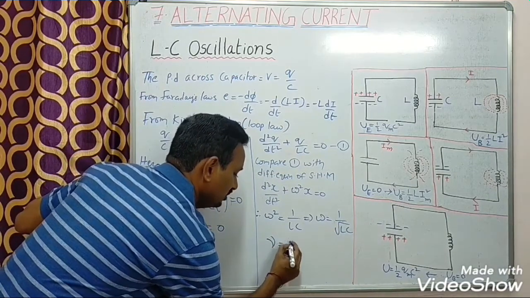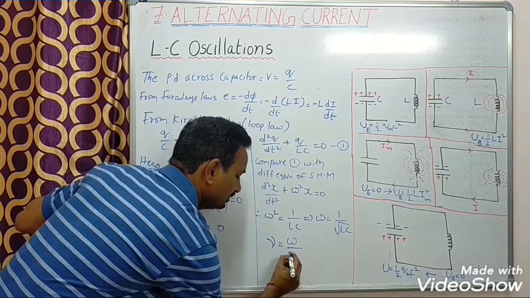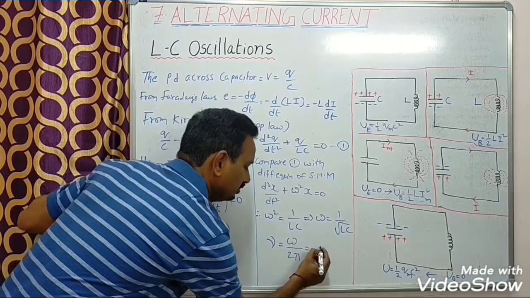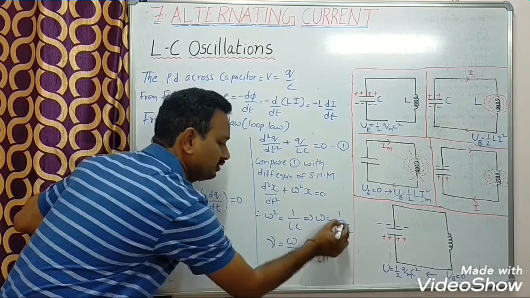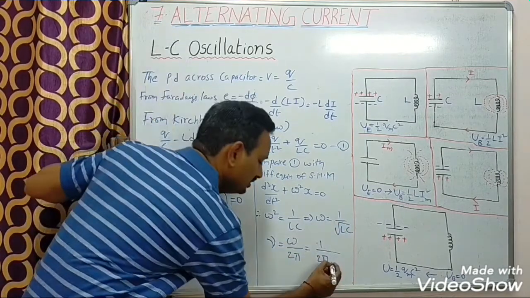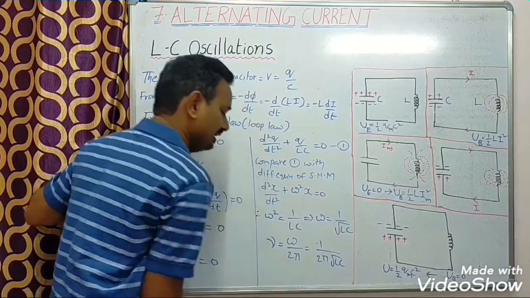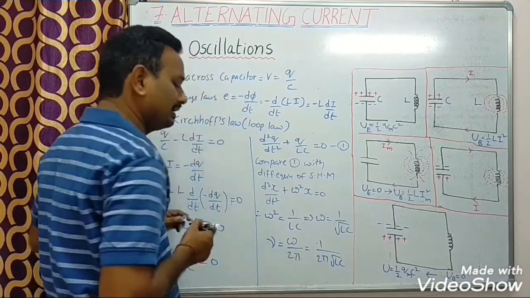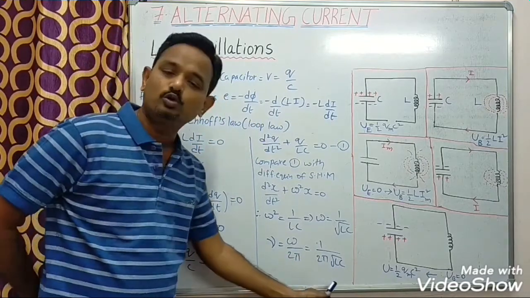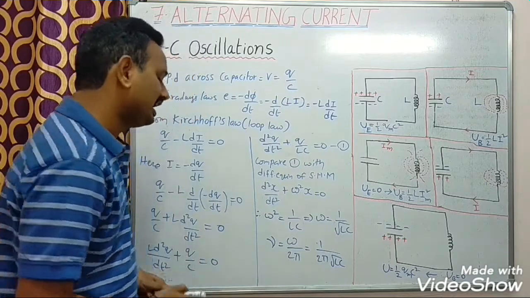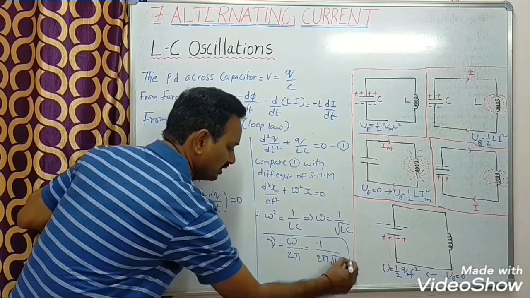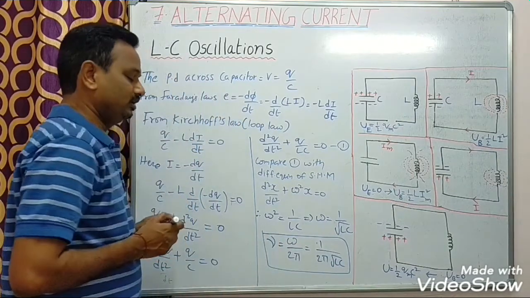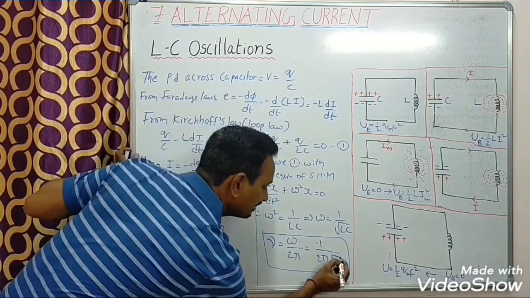Frequency equal to omega by 2 pi, that is equal to 1 by 2 pi into omega, and omega means 1 by root over LC. So I will get frequency equal to 1 by 2 pi into root over LC. So finally I got the frequency here, that is 1 by 2 pi root over LC.